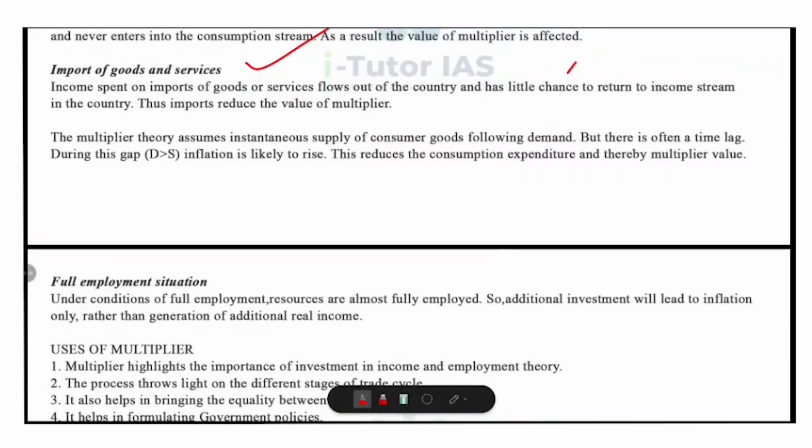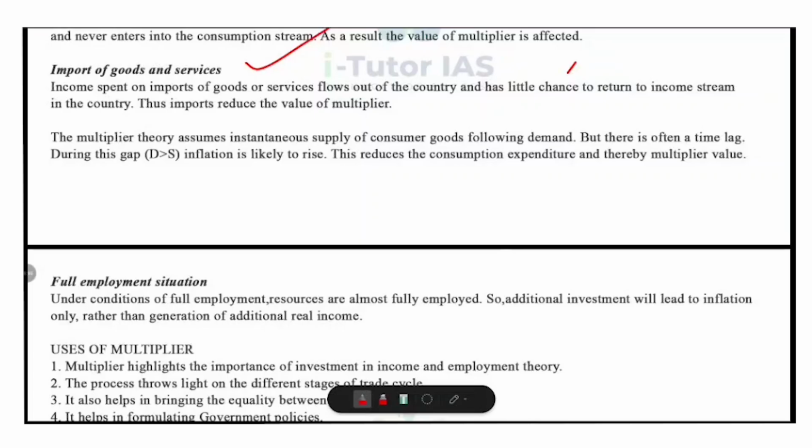That means the multiplier assumes that consumer goods are instantly available when demand rises. But in reality, there is a time gap between demand and supply. So during this lag, prices may rise, that is inflation happens, reducing real consumption and the multiplier value. For example, when people get extra income but goods aren't yet available, prices rise instead of output.